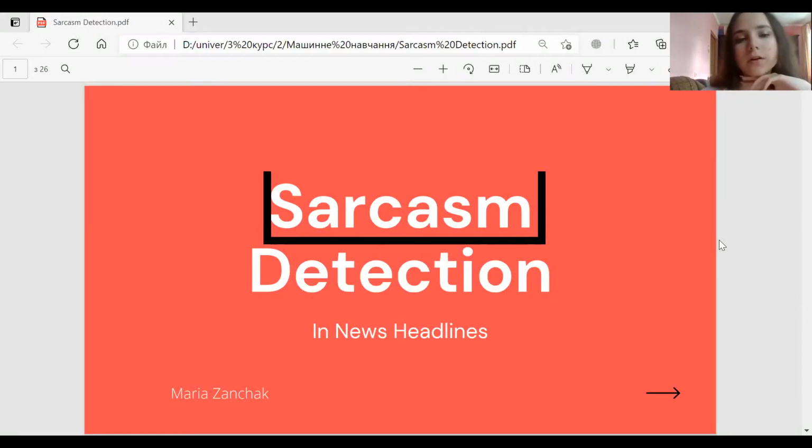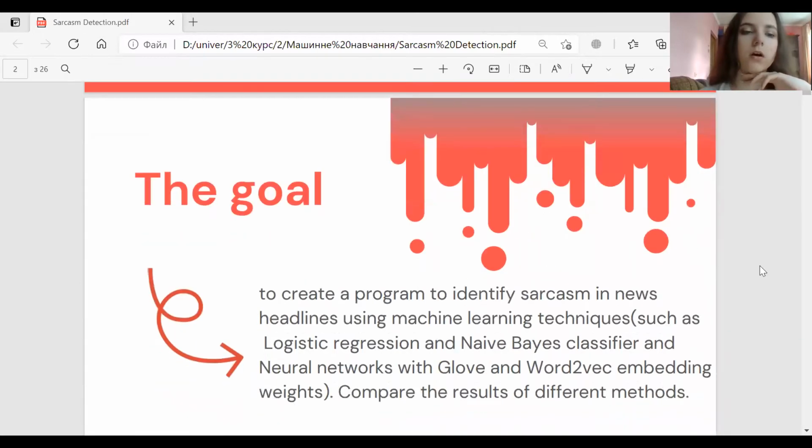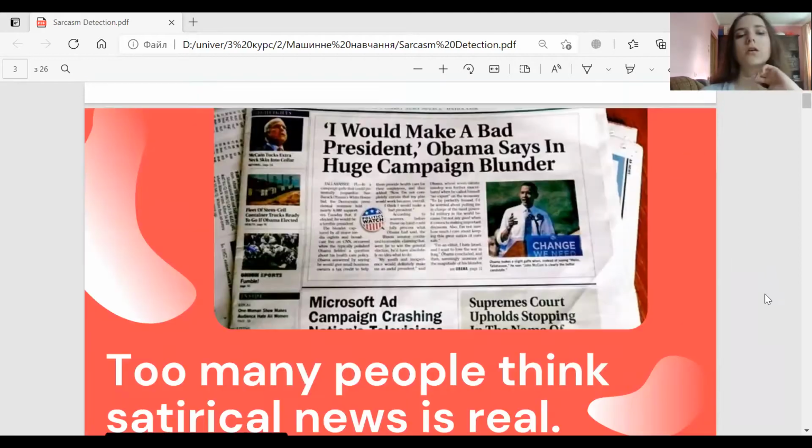The theme of my work is sarcasm detection in news headlines. My work aims to create a program to identify sarcasm in news headlines using machine learning techniques like logistic regression and naive Bayes classifier, and neural networks with GloVe and Word2vec embedding weights. Then I will compare results of different methods.